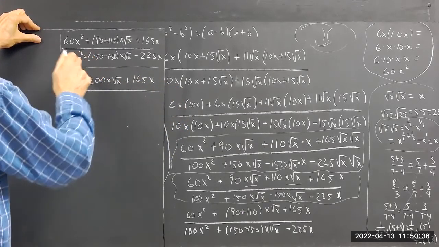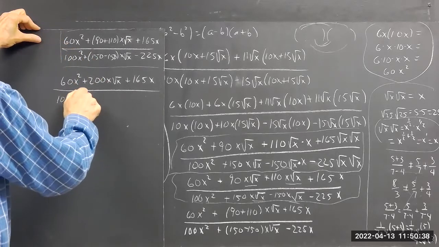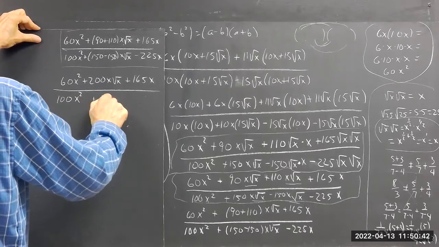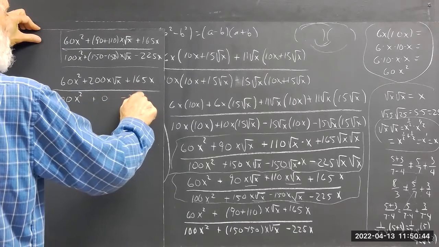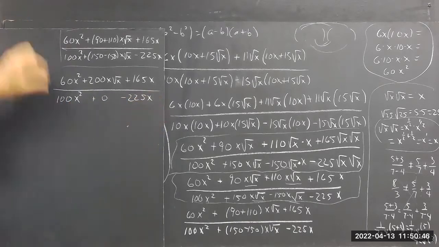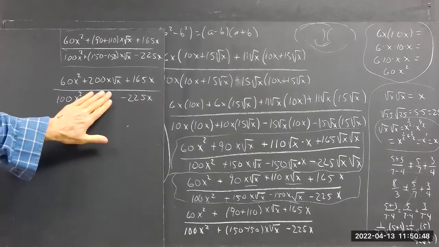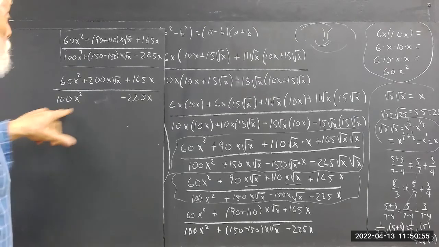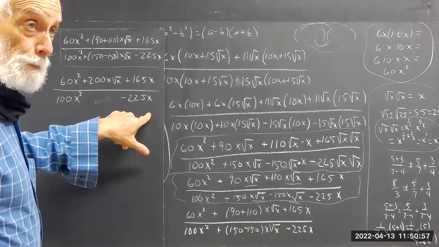I didn't put my square on this x. Be careful, like I'm not. And then this is going to be plus 0 minus 225x. Well, plus 0, we don't have to write it. I'll smudge it out to show you that it was there, but it's not there anymore. Okay. Now we don't have any square roots in the denominator.